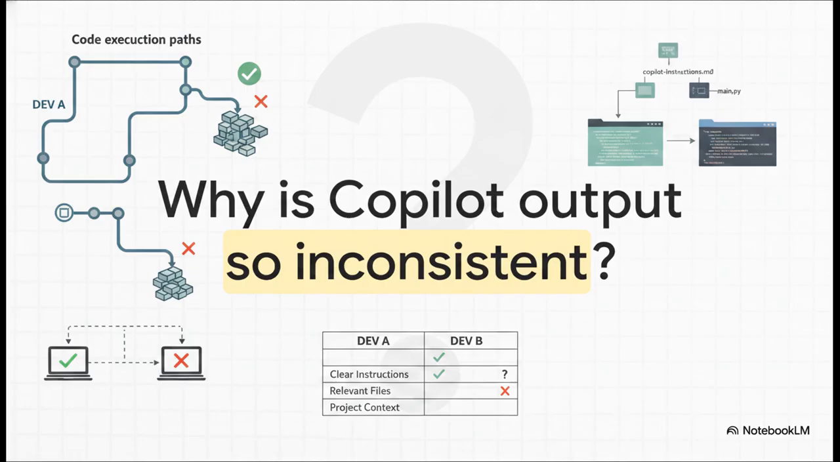Have you ever noticed that Copilot's output can be incredibly smart for one developer on your team, but then completely miss the mark for another person working in the exact same codebase? Why is it so inconsistent? Honestly, this is probably the most common organizational problem engineering leaders are facing right now.